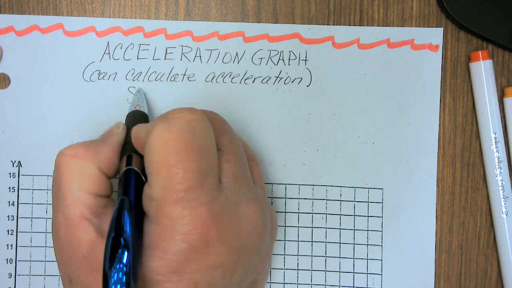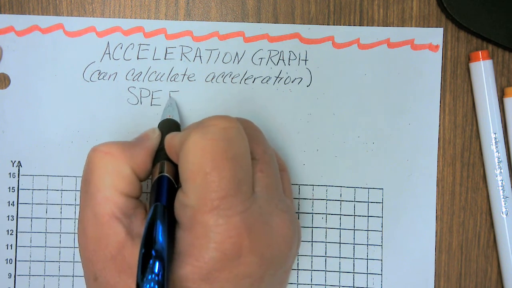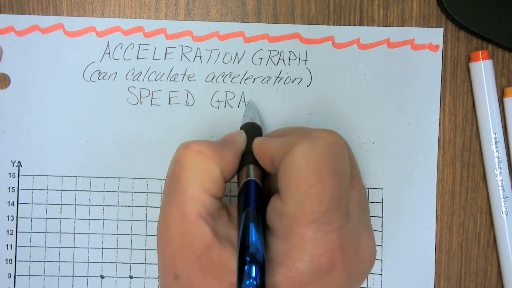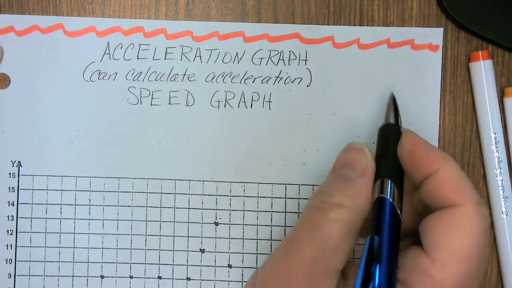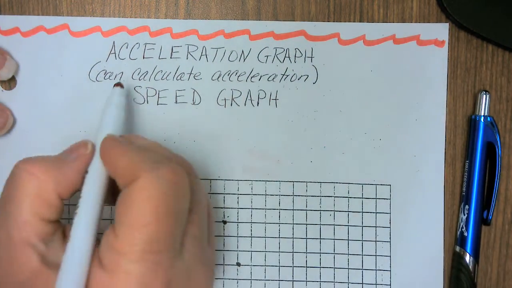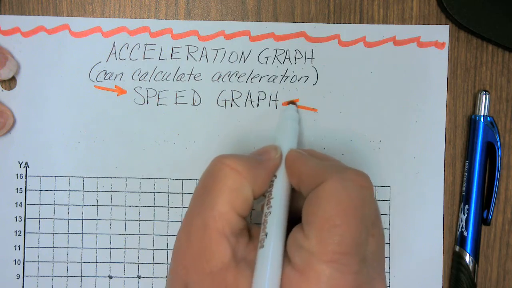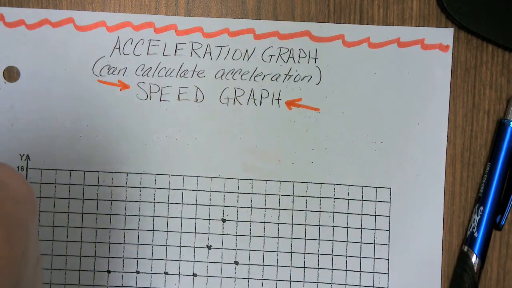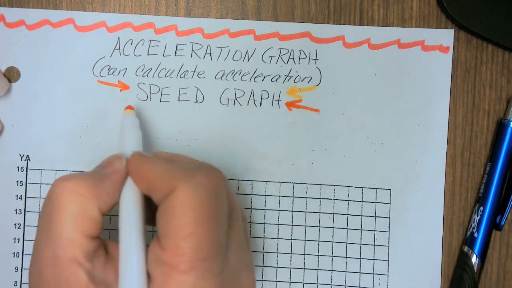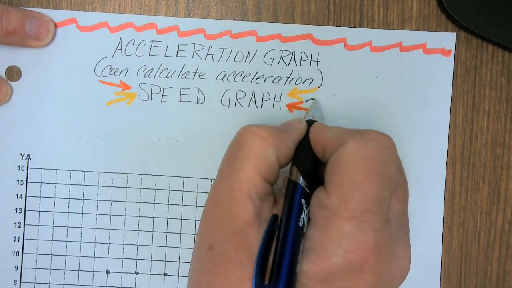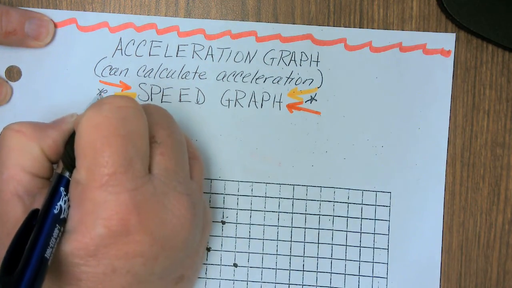Next, in all caps, I'm going to write speed graph because that's what goes on the y-axis, speed graph. That is super, super, super important. So I'm going to give it some arrows to make it stand out a little more and look a little bit more obvious. I'll even put a little star by it. Star over here.